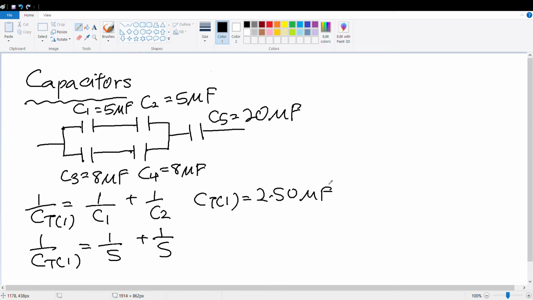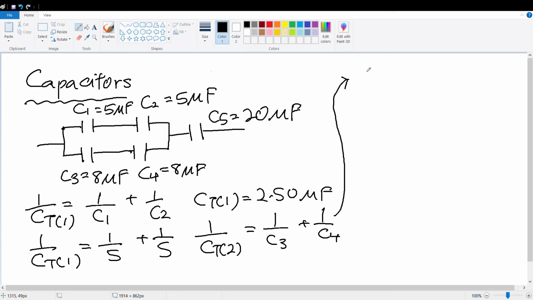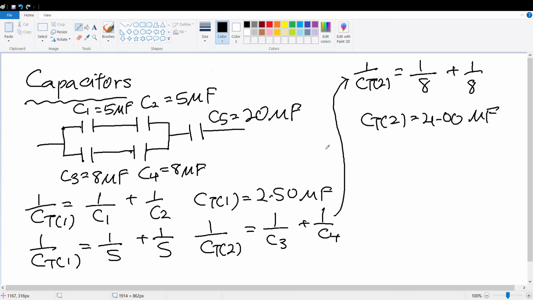Okay, so after counting CT1, let's move on to CT2, which is the total capacitance for the third capacitor and the fourth capacitor. So my CT2, 1 over CT2, is equal to 1 over C3 plus 1 over C4. C3 is 8, plus 1 over 8. So my CT2 finally is 4.00 mF. So this is the CT2.